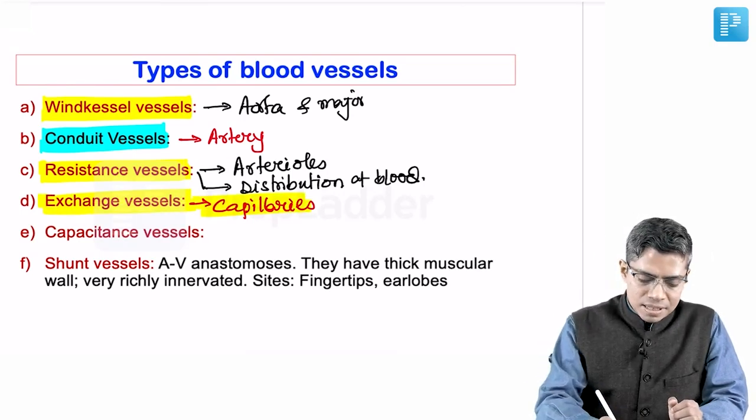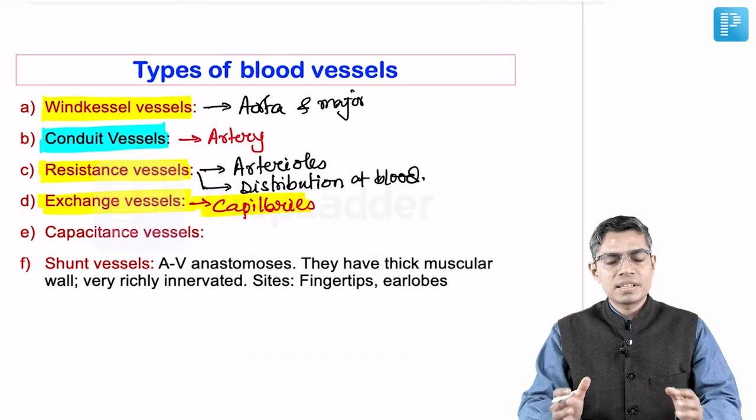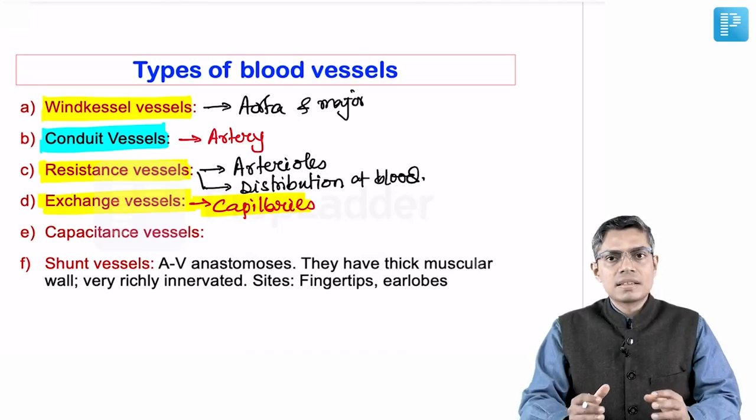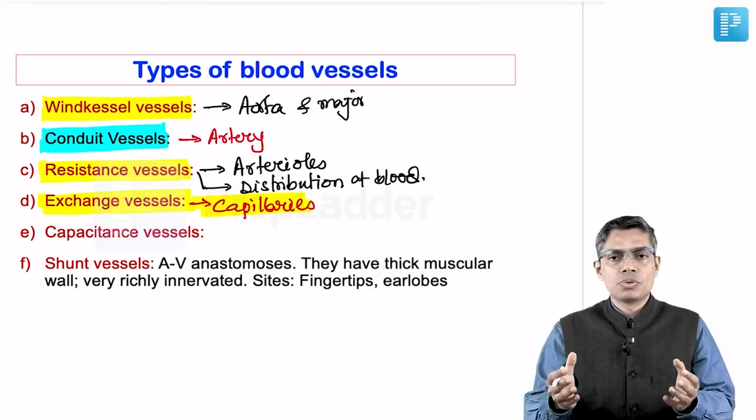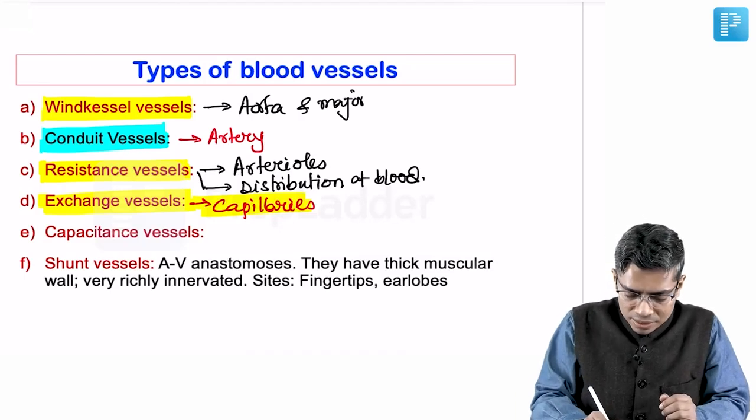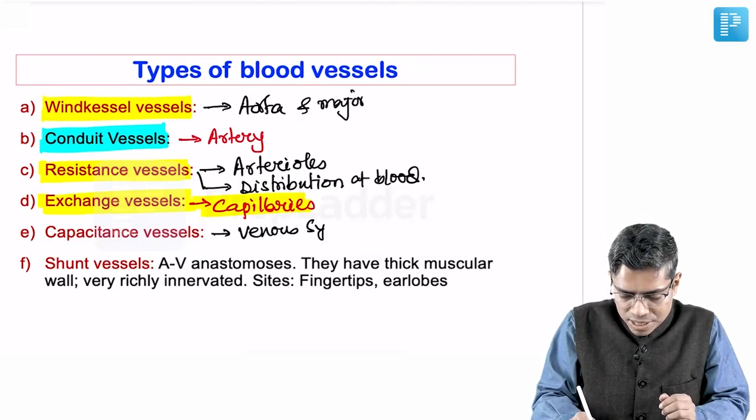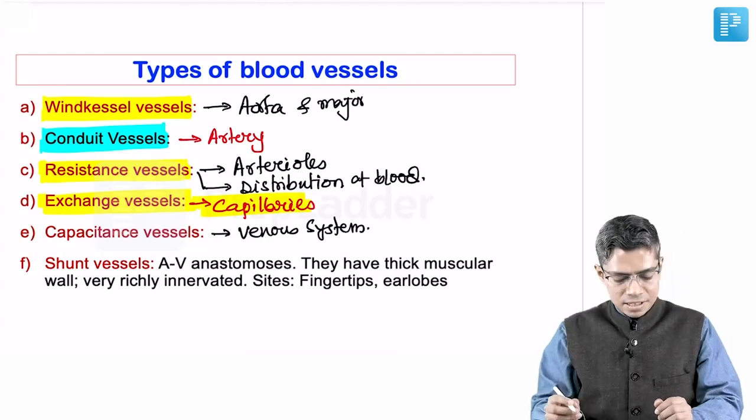Then capacitance vessels we have already discussed. Capacitance vessel means these vessels have a huge capacity to store a huge amount of blood, and the venous system is known as the capacitance vessel. So the venous system is known as the capacitance vessel.